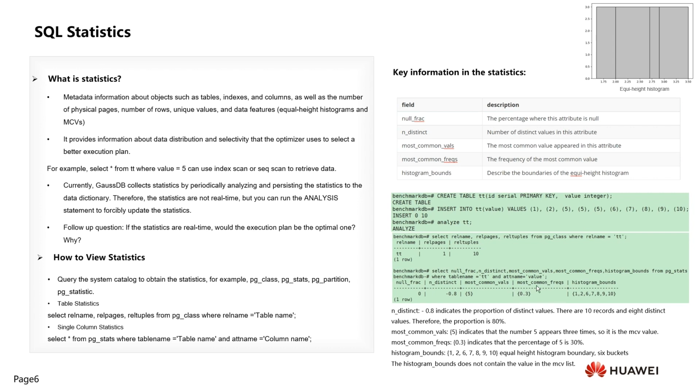and the most common frequency is 0.3 because 3 out of 10 is 0.3. And we have our histograms represented in this array, where each number in this array is the boundary for the histogram. So in other words, the histogram has 6 blocks in this case. The first block starts from 1 to 2, and the second block starts from 2 to 6. And we note that 5 is not in the array because it is the most common value. Its information has already been recorded.